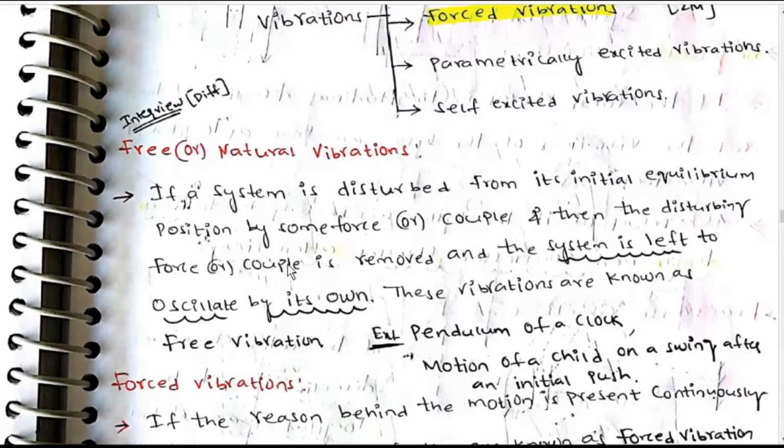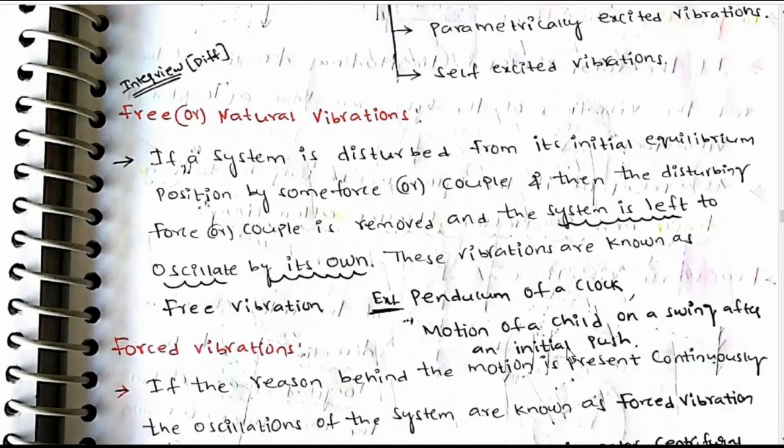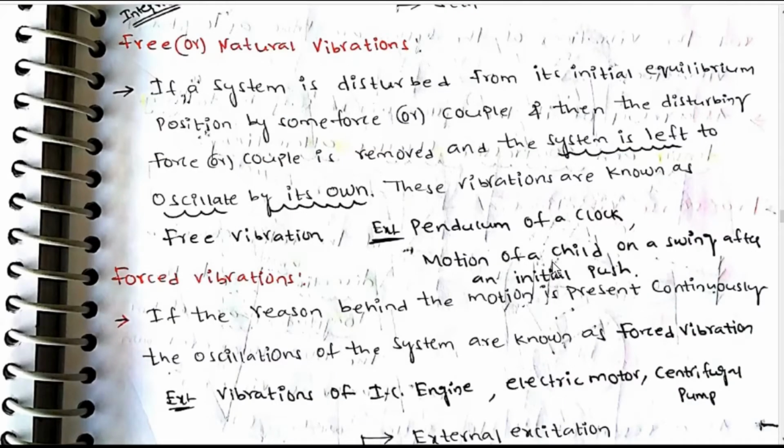Free or natural vibration: if a system is disturbed from its initial equilibrium by some force or couple, and then the disturbing force or couple is removed and the system is left to oscillate on its own, these vibrations are known as free vibrations. Example: pendulum of a clock, motion of a child on a swing after an initial push. Here force or couple will be there, but it won't continue to be in effect.